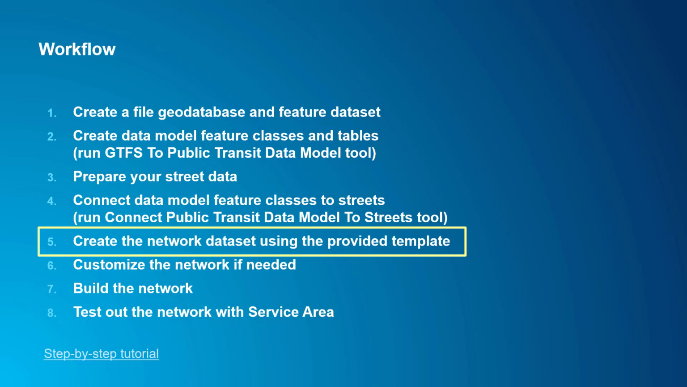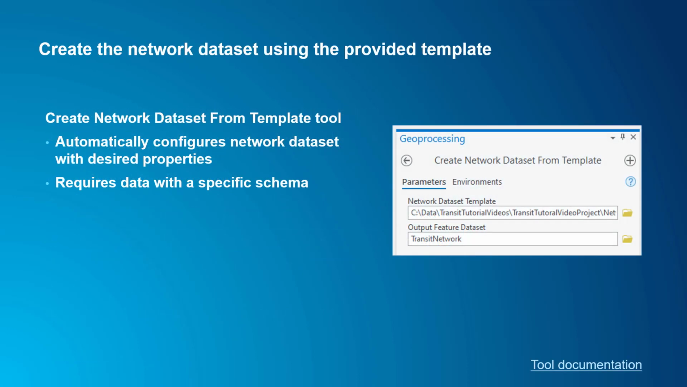Now it's time to actually create the network dataset. Using the Create Network Dataset from Template tool, you can automatically create a network dataset with all the settings configured using the XML file provided with the Network Analyst tutorial data. As long as your input data matches the template's expected schema, this should just work. Your input data needs to have the expected feature class and table names and all the required fields. You don't have to use the provided template. You could create a network dataset from scratch using the Create Network Dataset tool, and then configure all the settings manually if you want to. There's nothing wrong with this approach, but creating it from the template is probably easier. You can still modify all the properties after you create it from the template anyway.